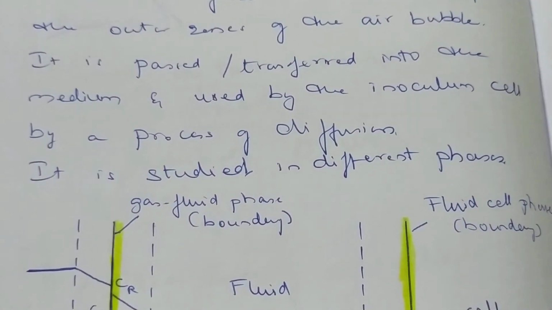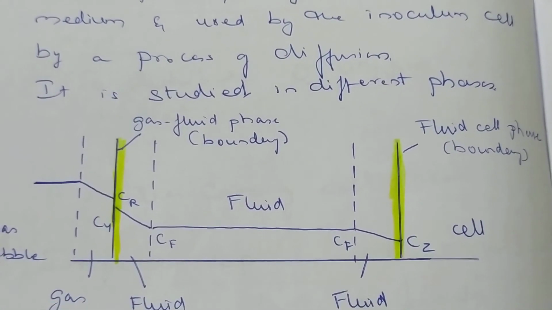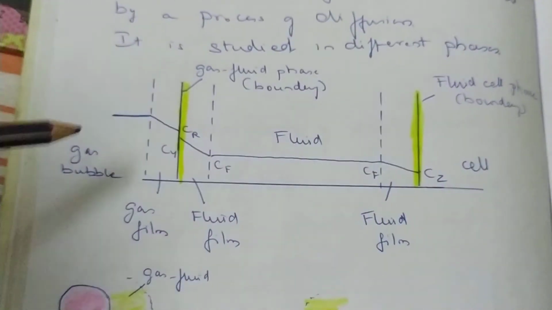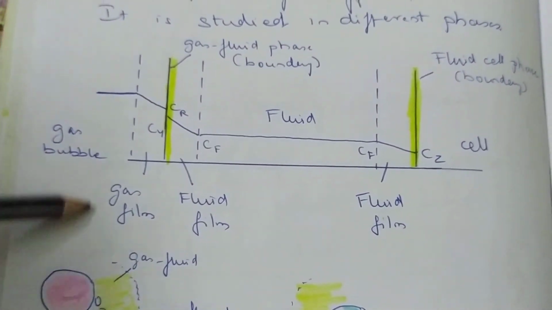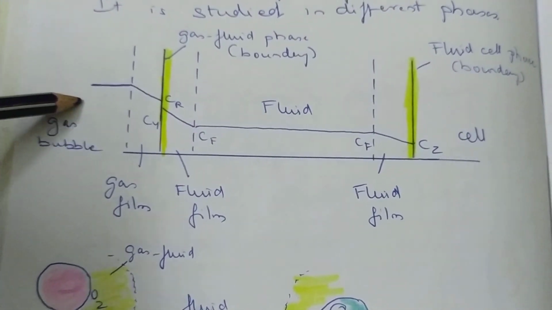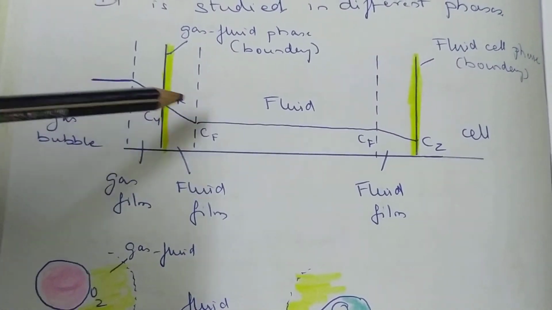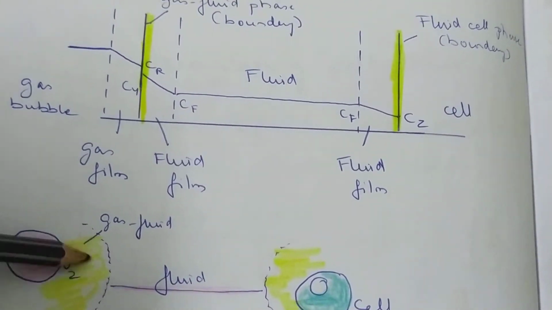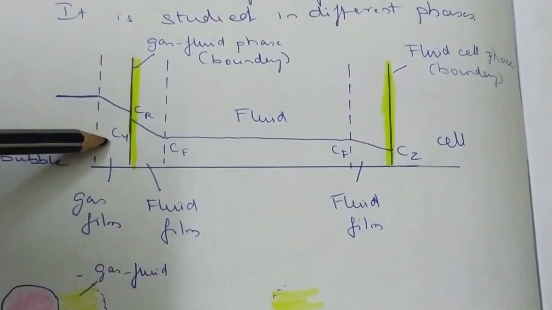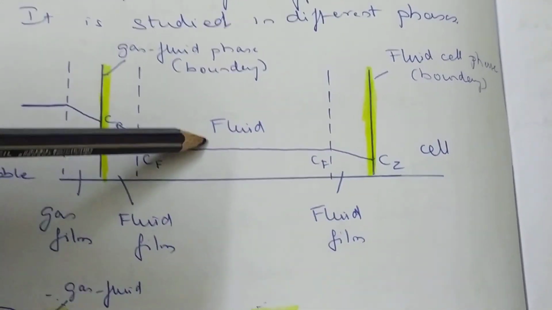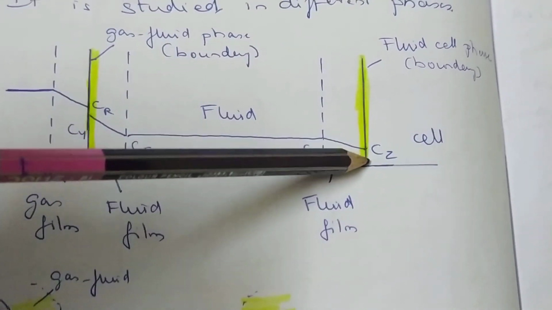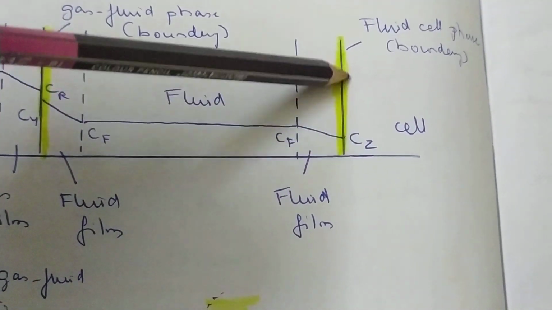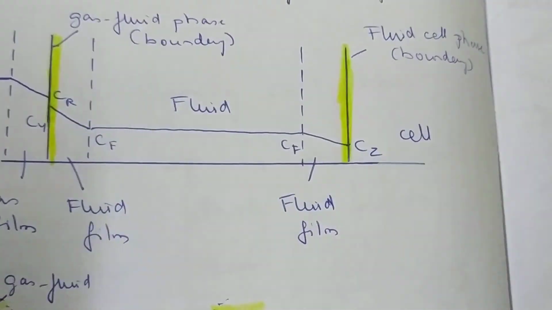So what do you see? We can understand this in different phases. Let me explain that first. See this graphical representation. Imagine this is the gas bubble. Can you synchronize it? Gas bubble, gas film, fluid film. These two are shown together here in green color. Here the same: gas film, fluid film, pure fluid, again fluid film close to the cell. And this is the boundary of the cell. Fluid film, cell phase. This is the cell. Where is the cell?